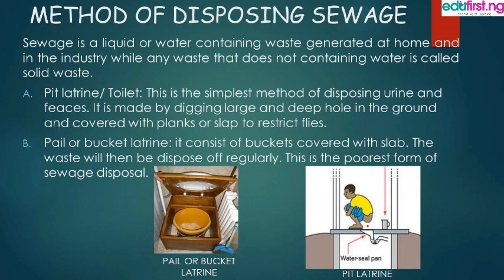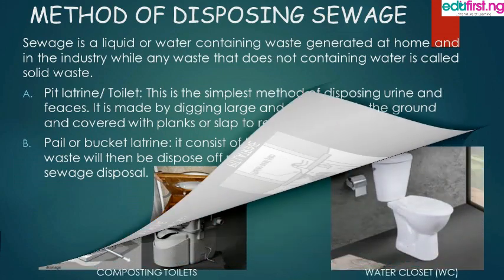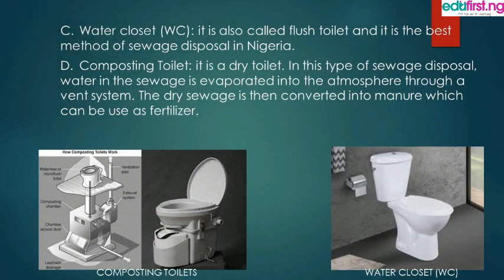Number two, we have pail or bucket latrine. It consists of a bucket covered with slab. The waste will then be disposed of regularly. This is the poorest form of sewage disposal actually. Let's proceed. Water closet, and it is also called flush toilet, and it is the best method of sewage disposal we have in Nigeria.